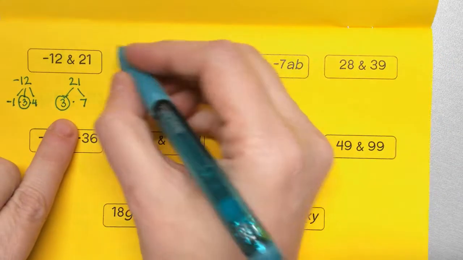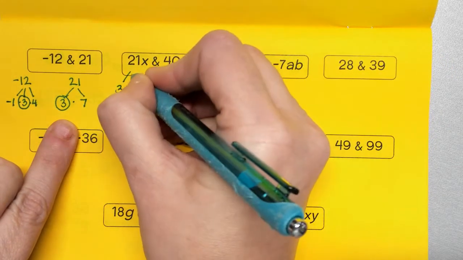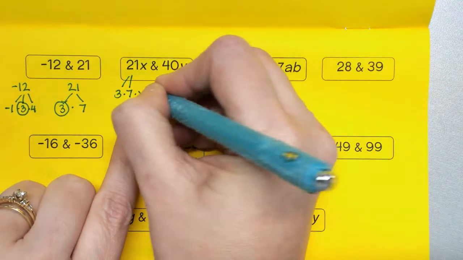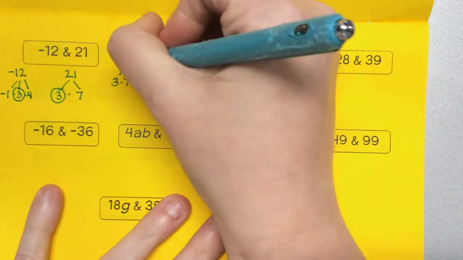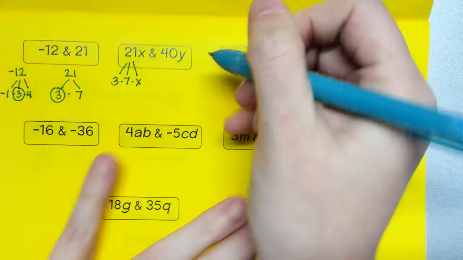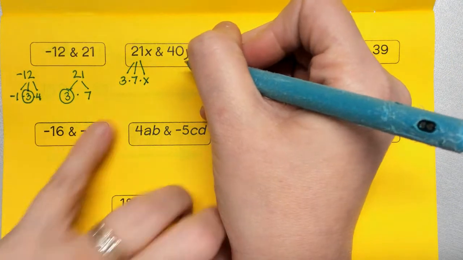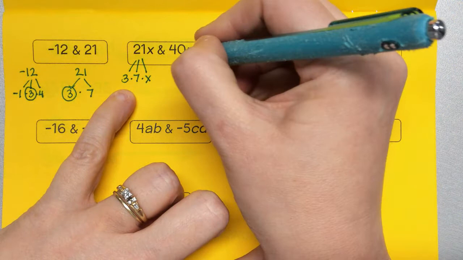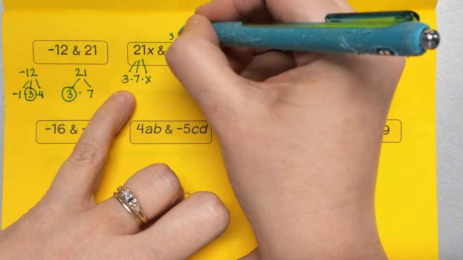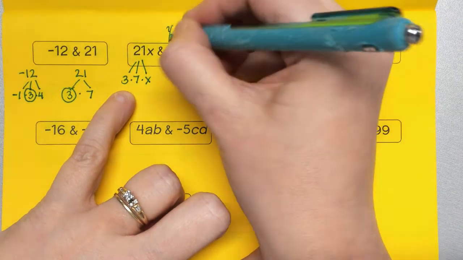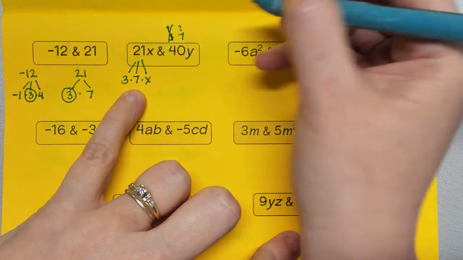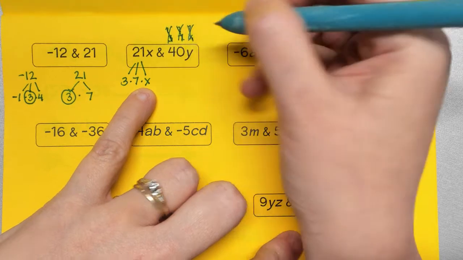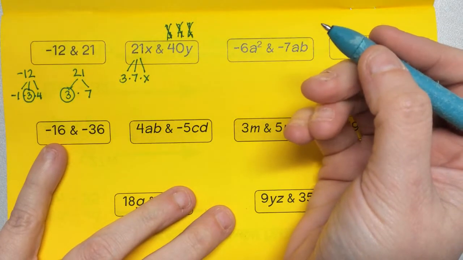Let's try this next one. 21x. Well, we already know that 21 is 3 times 7. But now we have this x. Well, all that means is it's also times x. Okay? 40y, okay, again, if I'm being smart, can I divide 40 by 3? No. Can I divide it by 7? No. Can I divide it by x? It doesn't even have an x. No. They have nothing in common, okay?